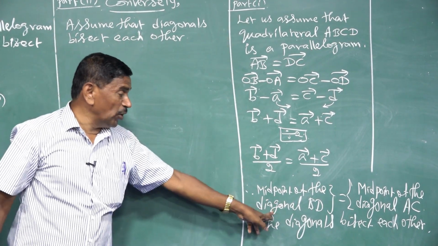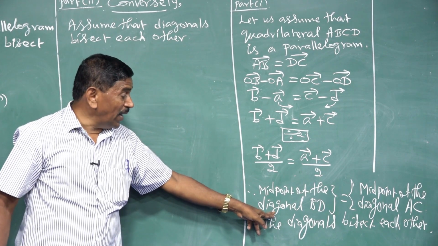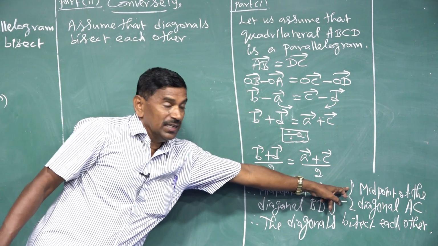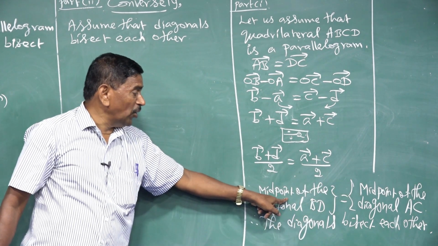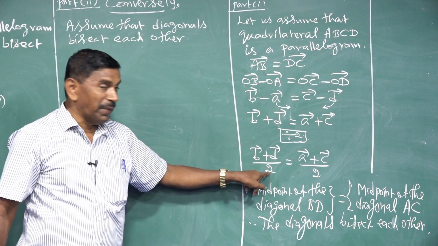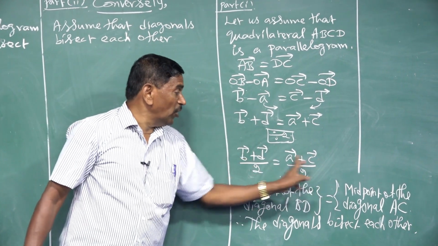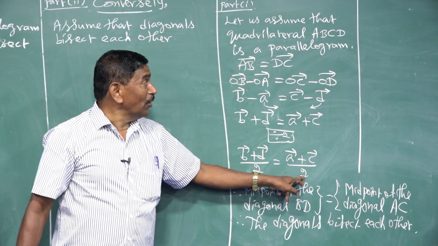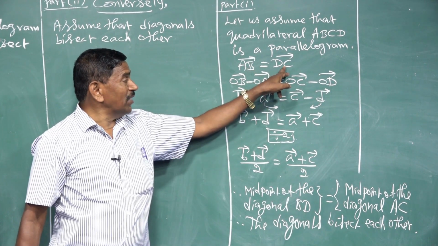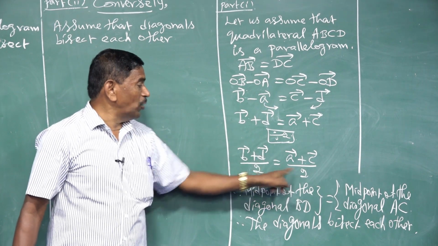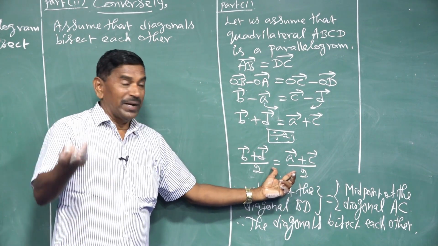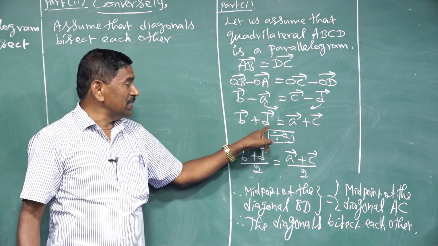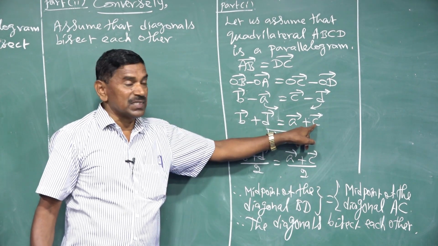Now we are assuming diagonals bisect each other. Therefore, the midpoint of the diagonal BD is equal to the midpoint of the diagonal AC. The midpoint of BD is (B vector plus D vector) by 2, equal to the midpoint of AC, which is (A vector plus C vector) by 2. Now we want to prove AB vector equal to DC vector, in which this by 2 is no need. So multiply by 2 on both sides, the 2 cancels. You are going to get B vector plus D vector is equal to A vector plus C vector.